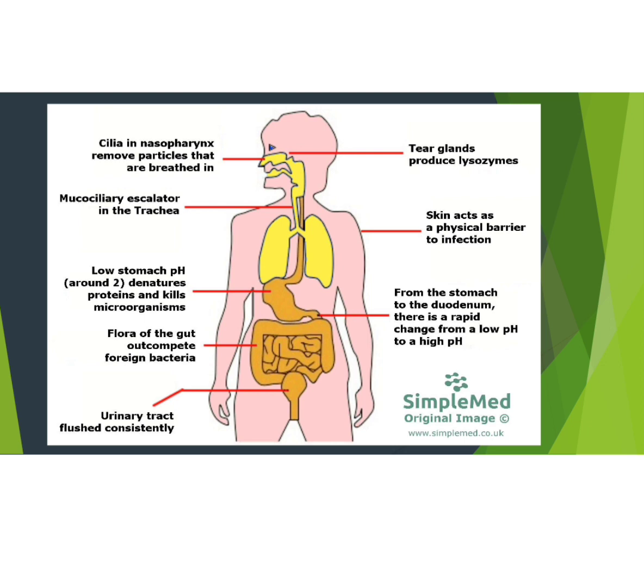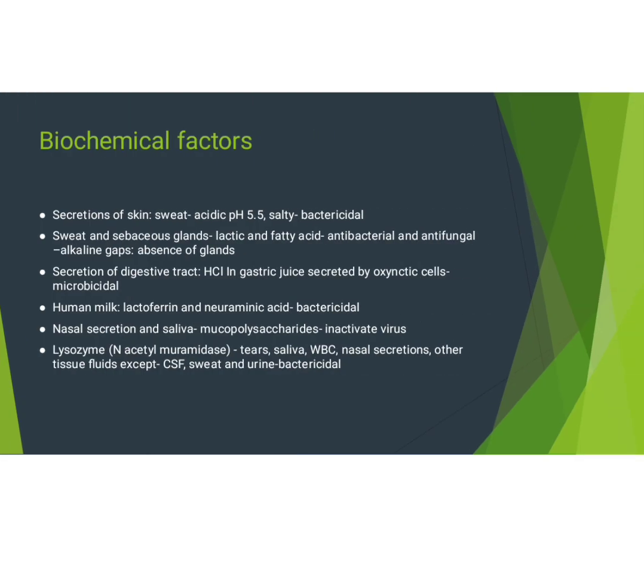Next, coming to the biochemical factors. The biochemical factors include the secretions of the skin, that is the sweat. The sweat has an acidic pH of 5.5 and it is salty. Therefore, it is bactericidal in nature. Next, we have the sweat and the sebaceous glands. They secrete lactic and fatty acids which act as antibacterial and antifungal, and there is an alkaline nature wherever there is an absence of glands.